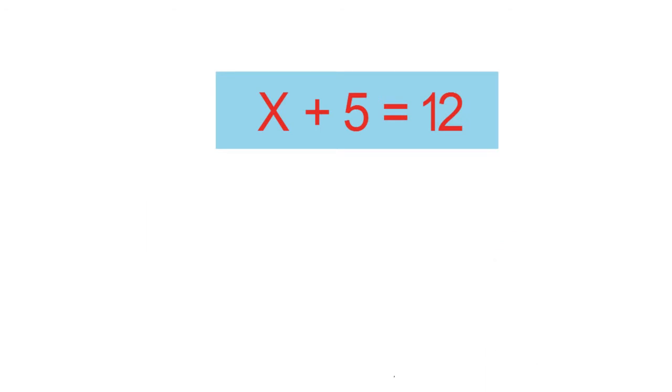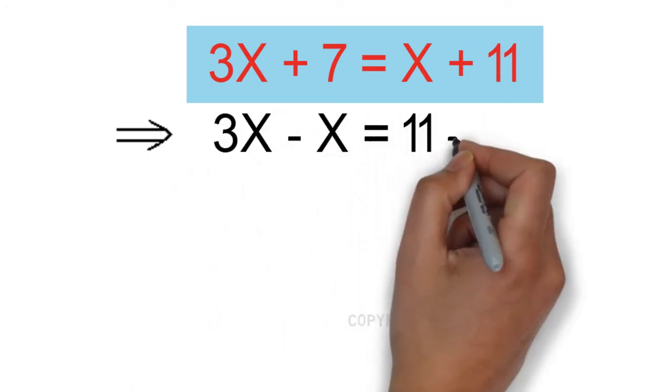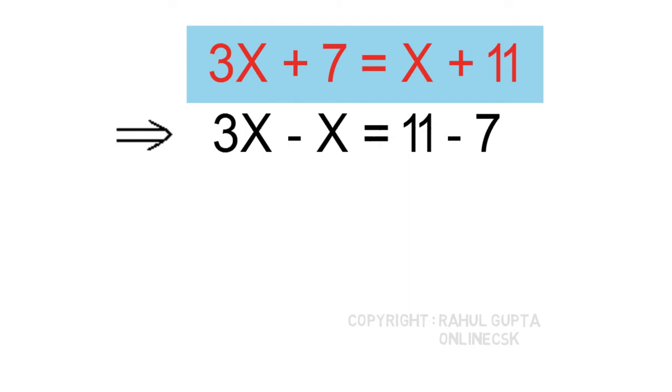3x plus 7 is equal to x plus 11. In this case, we have a variable on the left hand side as well as the right hand side. On the left hand side we have 3x, on the right hand side we have x. Whatever variables you have, try to bring all the variables to the left hand side, and whatever constants you have, just move them to the right hand side. If I take x from the right hand side to the left hand side, it is positive on the right hand side, so it would be negative, and 7, which is on the left hand side, is positive. If I take this to the right hand side, it would be negative.